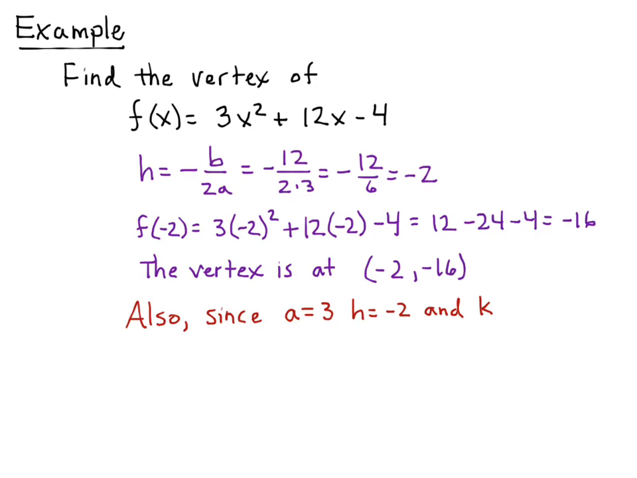Okay, so now we know what a is, that's 3. We know h is negative 2, and k is negative 16. We can put this into the transformational form directly once we do this calculation.